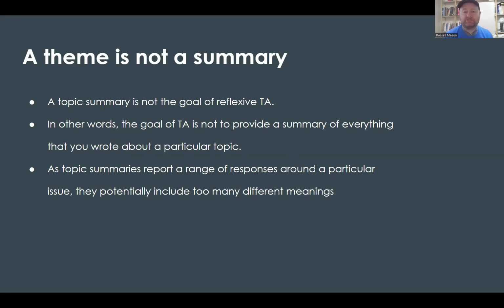Summaries report a range of responses around a particular issue, so therefore they will likely include too many different meanings. I think your goal here is to identify one single theme and then go as deeply as possible into that theme. This is the analysis part, which is looking at something specifically in depth and in detail. So try to focus on one theme and then unpack it or explore it in as much depth as you possibly can in the writing stage later on.